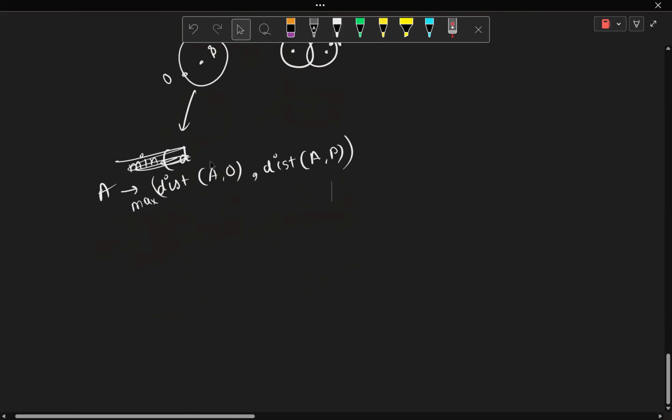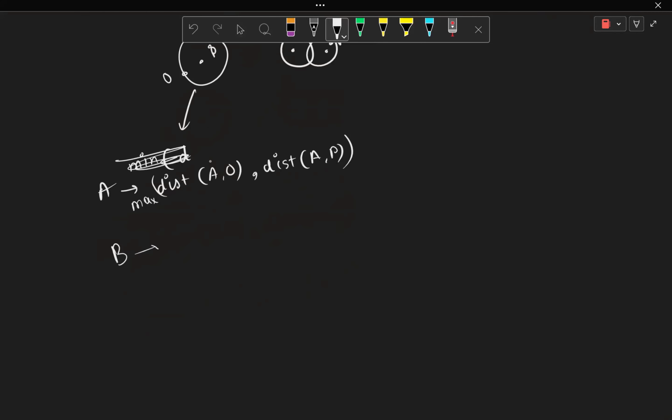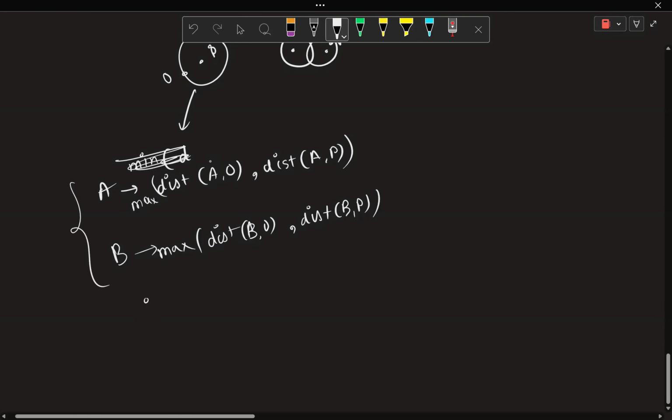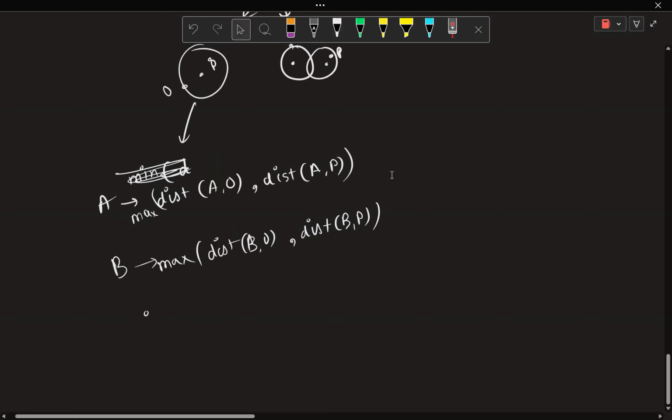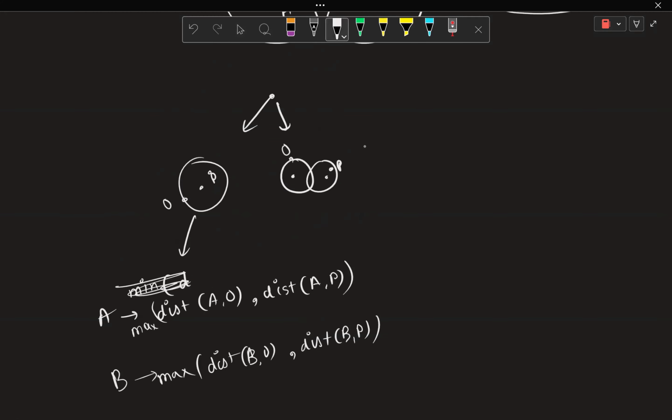If you want the A circle to cover both of them, similarly for the B circle, it would be the maximum of dist of B to O and dist of B to P. And you will just take the minimum. You will always take the minimum of all the cases, as you will see later on.